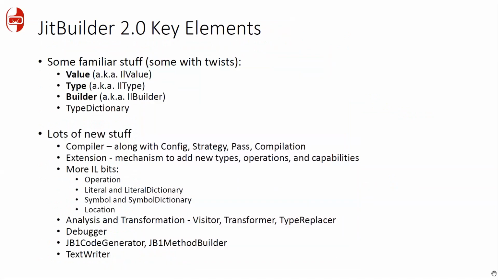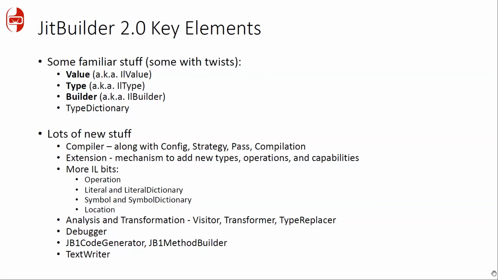So, a bit of a refresher on some of the key elements of JitBuilder. It's a compiler framework. So you operate on values. Values have types. You arrange operations that are being performed in JitBuilder into builders, which I liken to the stuff that's between curly braces in a C or C++ program. It's kind of like a code path, but it's more than a code path because it can have other things embedded inside them. And type dictionaries.